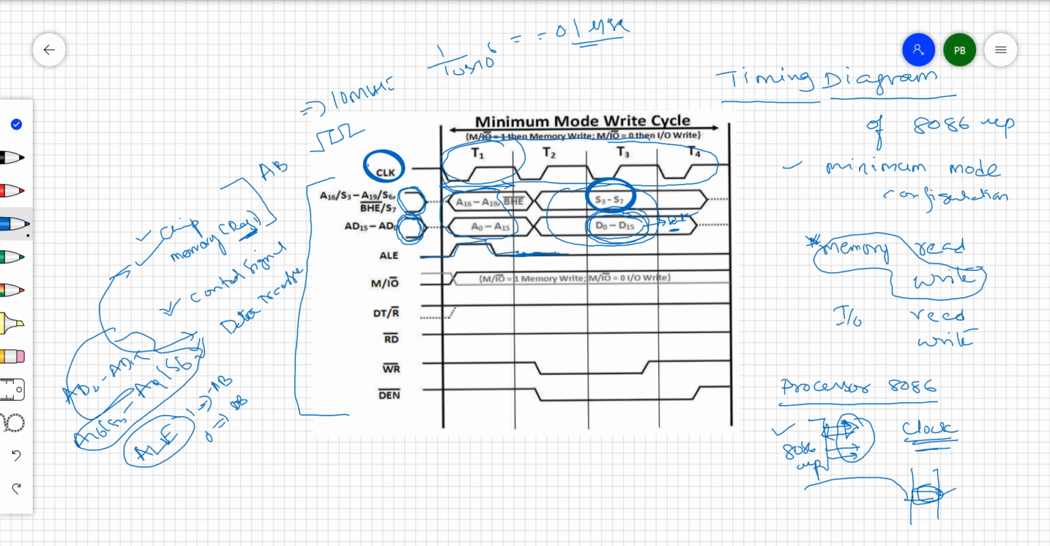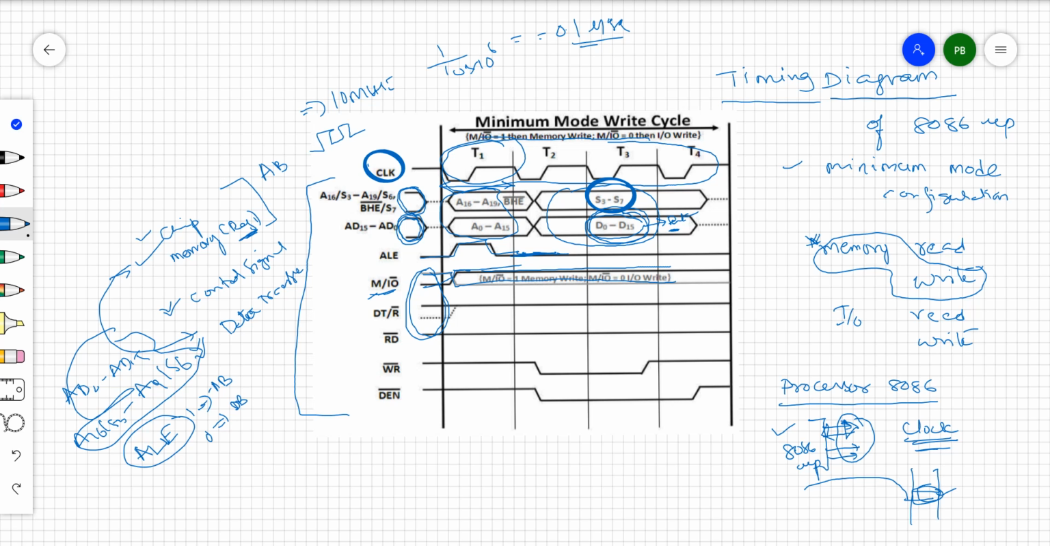After this, it has to select some control signals. That means it has to output some control signals based on the data, whether it's going to be a read or a write. See here, if it is high, then this is a memory operation. If it is low, this is an IO operation, right?